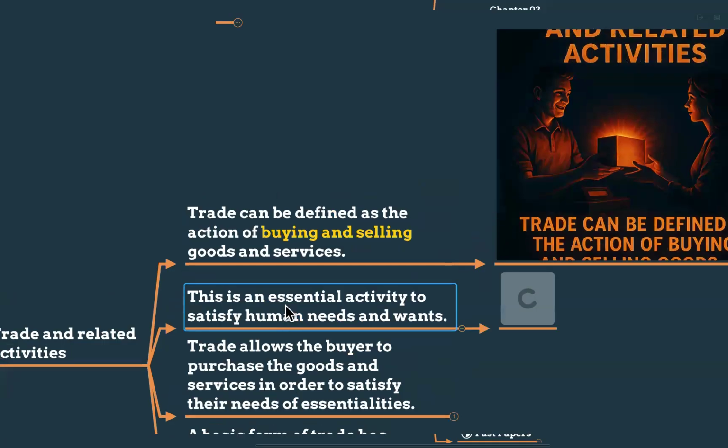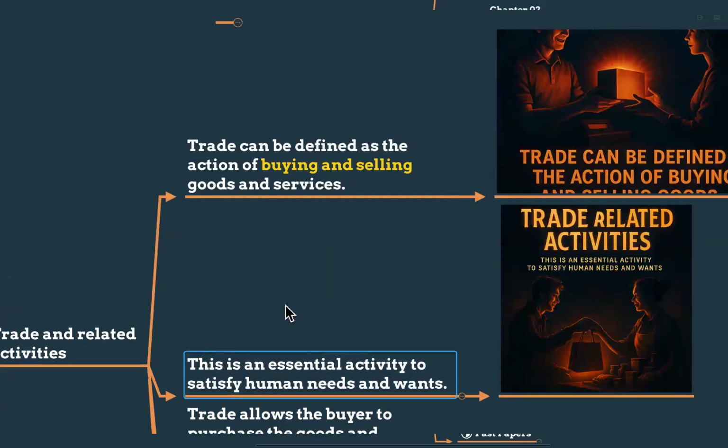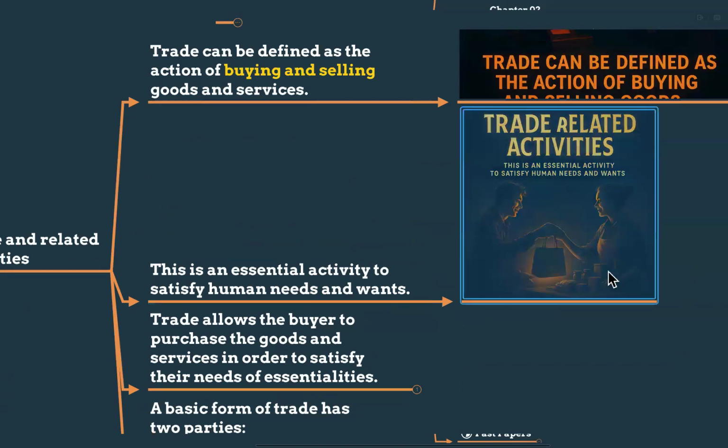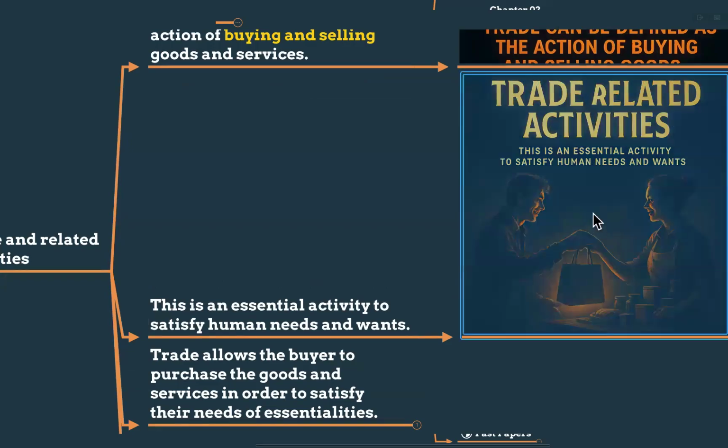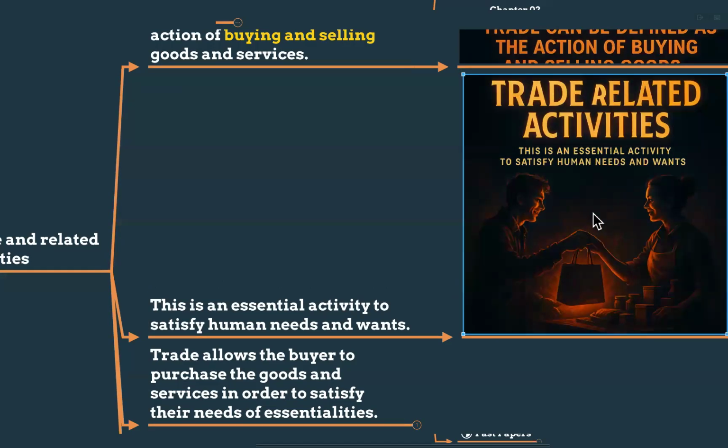And this is an essential activity to satisfy human needs and wants. The word I'm mentioning here is essential, necessity. Why? Because none of us can produce everything we need. That's a basic form of trade, right? That's why trade is essential to satisfy all the human needs and wants. We can't produce everything we need ourselves.